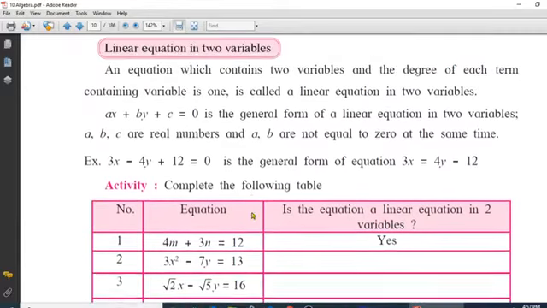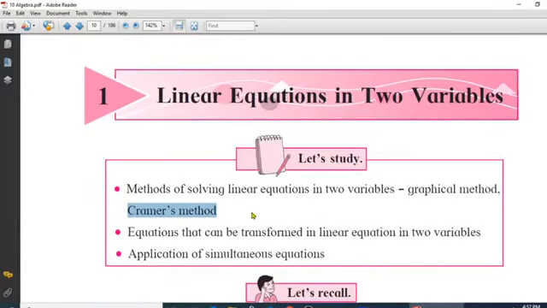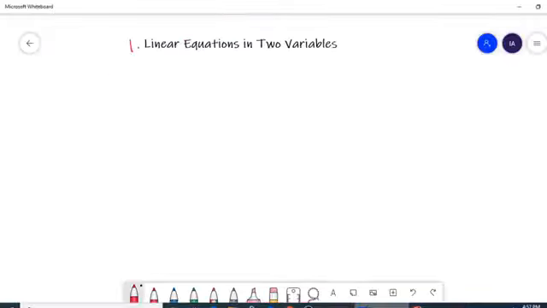In this, first we need to understand what a linear equation is. Linear basically means the highest degree is 1. It should not be greater than 1, then it will be called a linear equation. Linear means the highest power, the highest degree, should be 1. Two variables means the equation must have two unknown values.